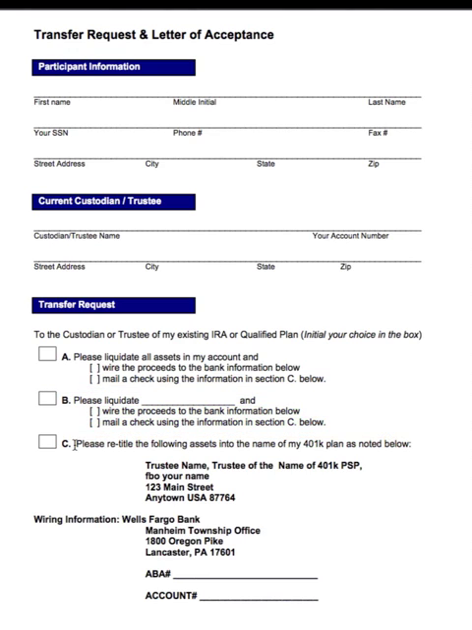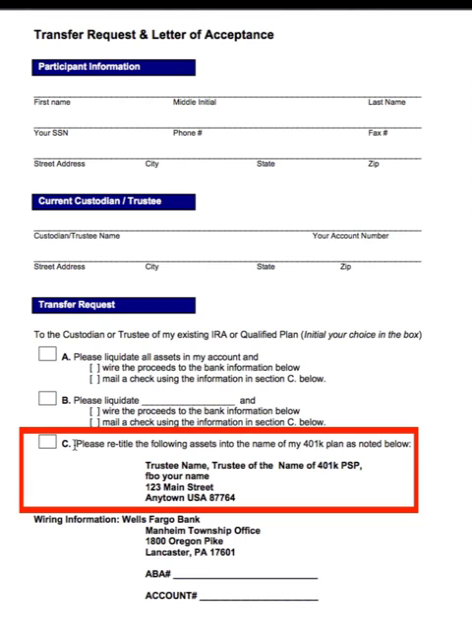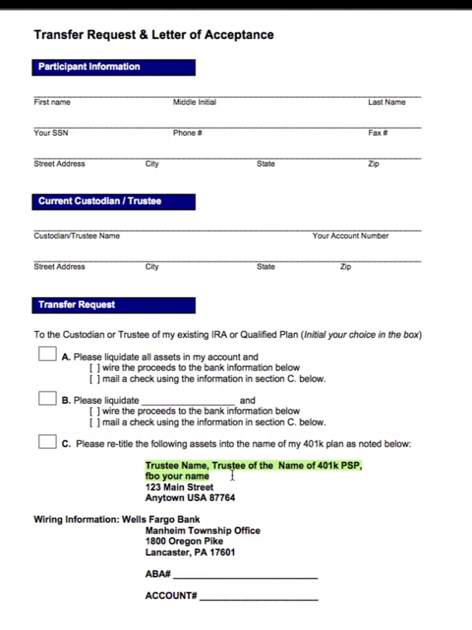And then C, if the assets inside the plan require a retitling, which means they're a promissory note, their real estate, a tax lien certificate, something of that nature, then you're going to select C and you're going to have them retitle it in your name, comma, trustee of the name of your 401k, comma, FBO, your name. Okay, that was a mouthful.